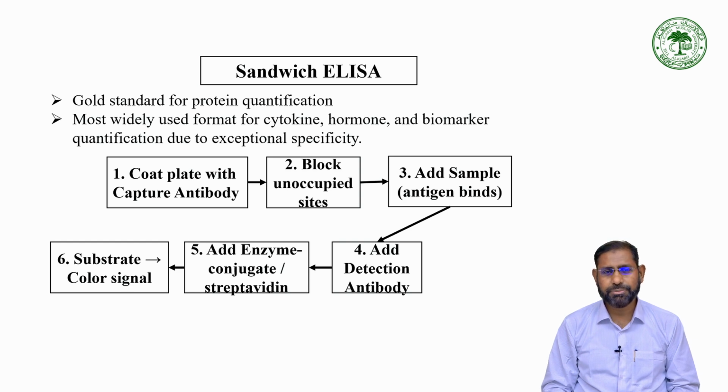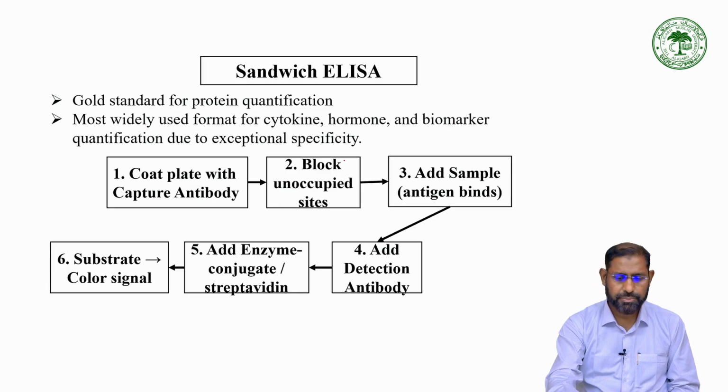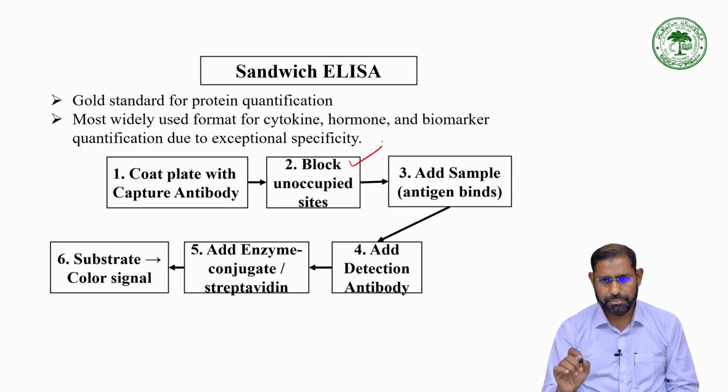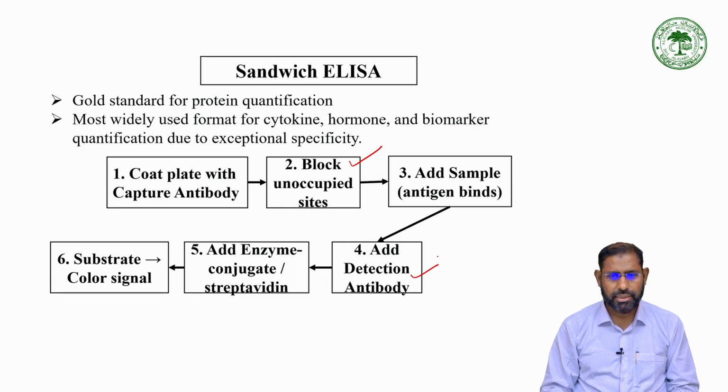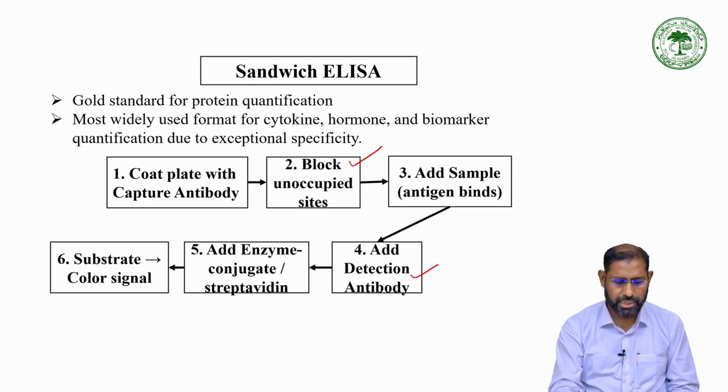Coat the plate with capture antibody and block unoccupied sites. Add samples, where the antigen binds, then add detection antibody. Then we add the enzyme conjugate or streptavidin conjugate. Then we add substrate and get the color signal.